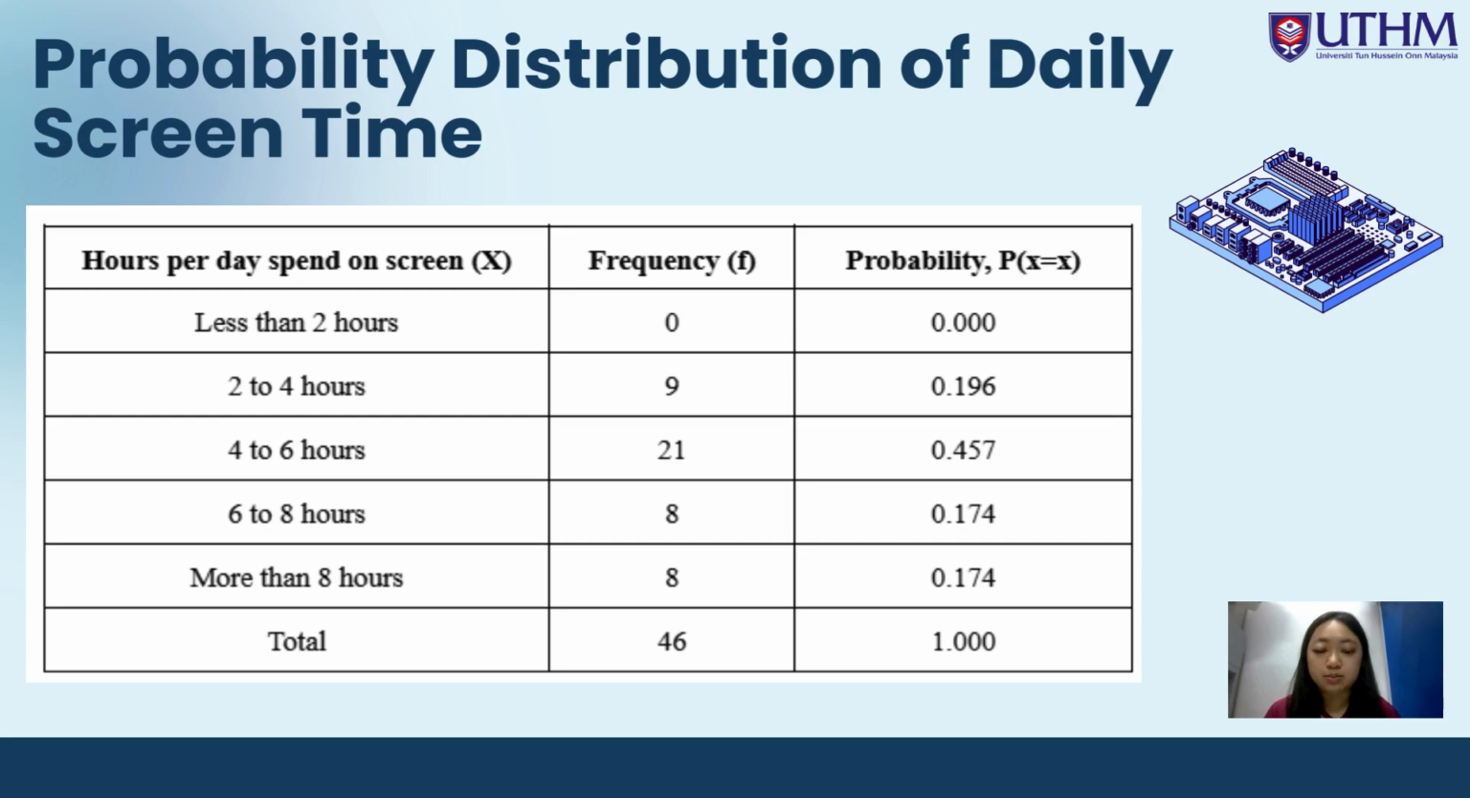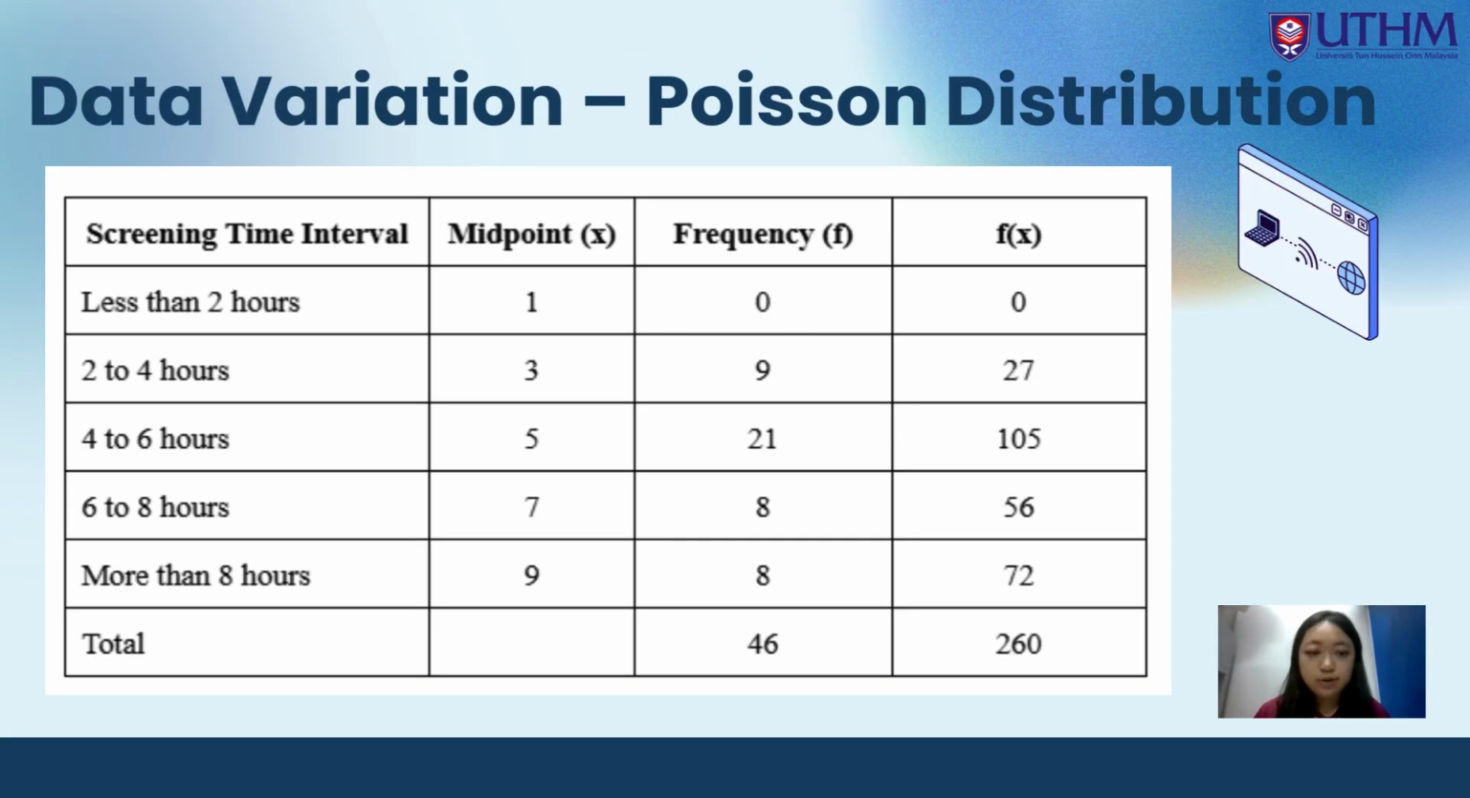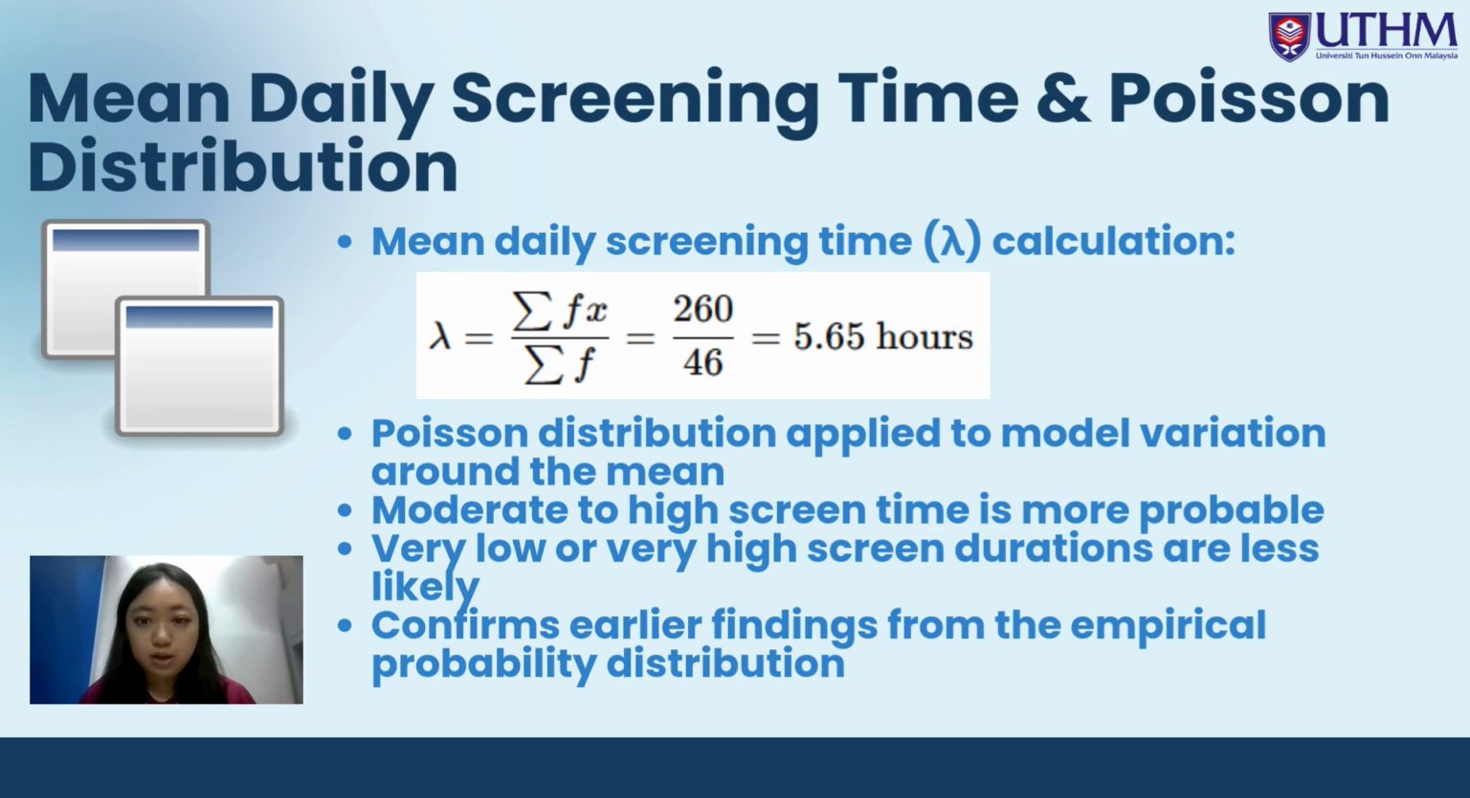on screen. To analyze variation, the Poisson distribution was applied. Midpoints were assigned to each interval, and the mean daily screen time, which is lambda, was calculated as 5.65 hours. This approach allows grouped data to be used in probability modeling.